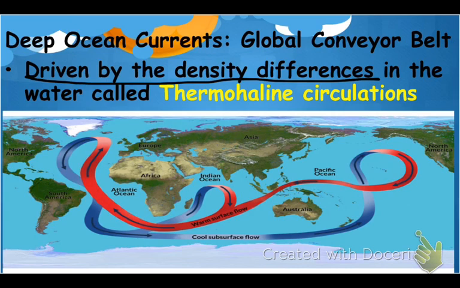We call these circulations thermohaline circulations. Thermo is referring to the temperature differences, or the density differences created by temperature. Haline refers to salt. This is talking about the density differences created by salt. So together, the density differences in the ocean from your temperature and your salt is what causes deep ocean currents.